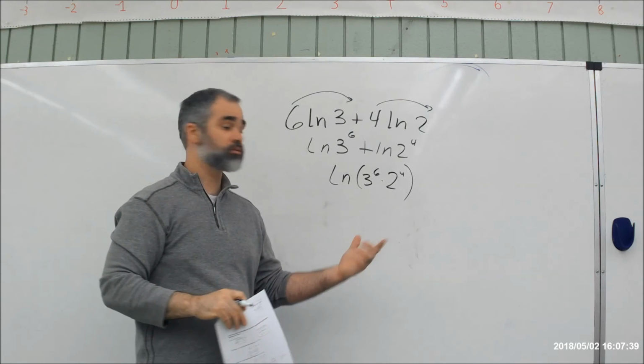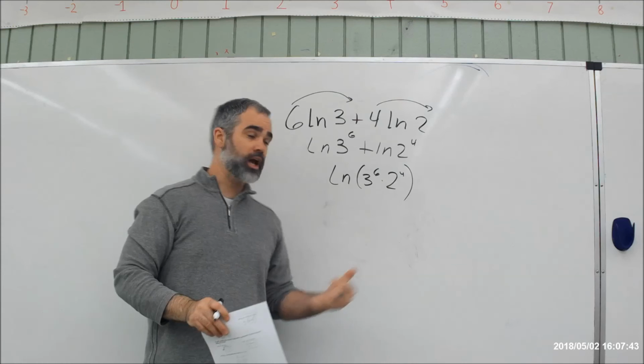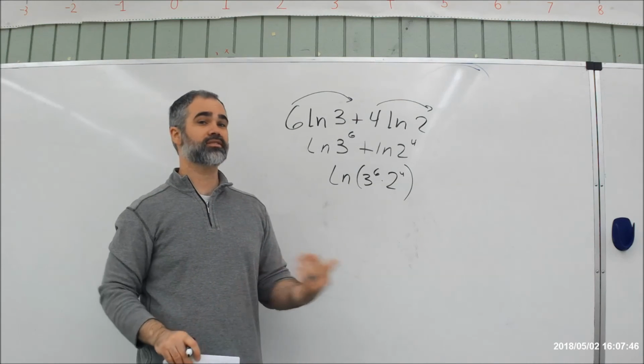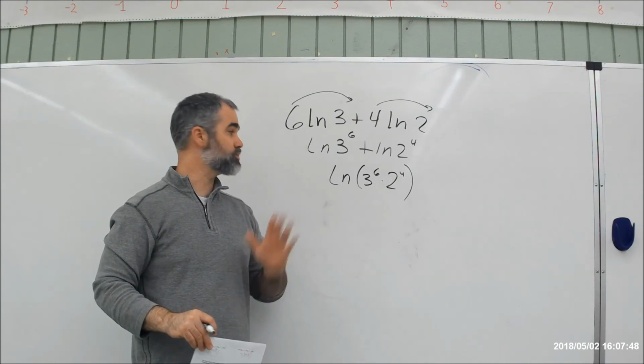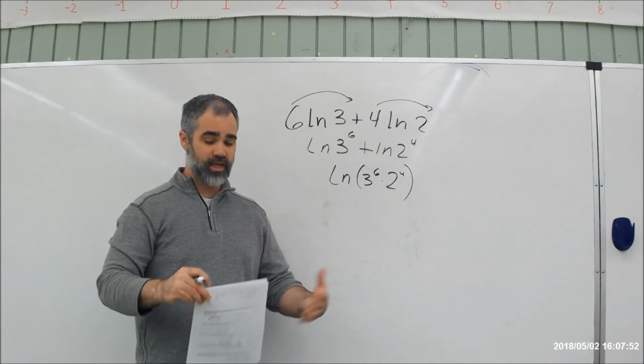You can ask your teacher on whether they want you to simplify this or not. By default, I would leave them separate because it's a lot of extra work to do, and you can get just a giant number here. Don't worry about it. Just leave it like that for me.